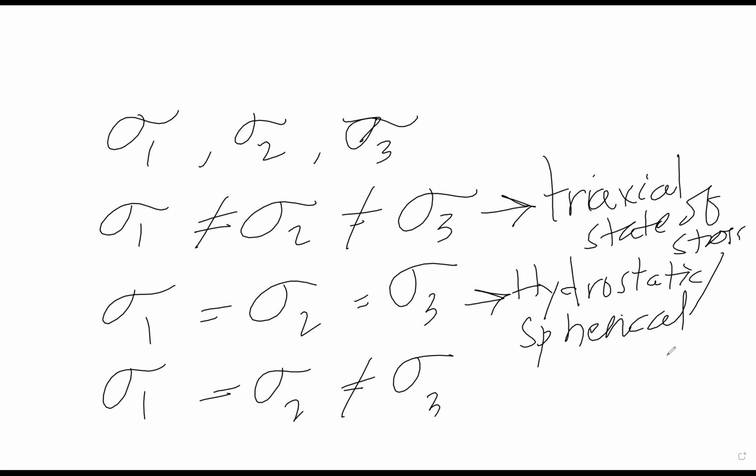When any two of the principal stresses are equal, that is called the cylindrical state of stress. So this is all about the conditions I have been explaining to you: the triaxial state of stress, the hydrostatic or spherical state of stress, and the cylindrical state of stress.